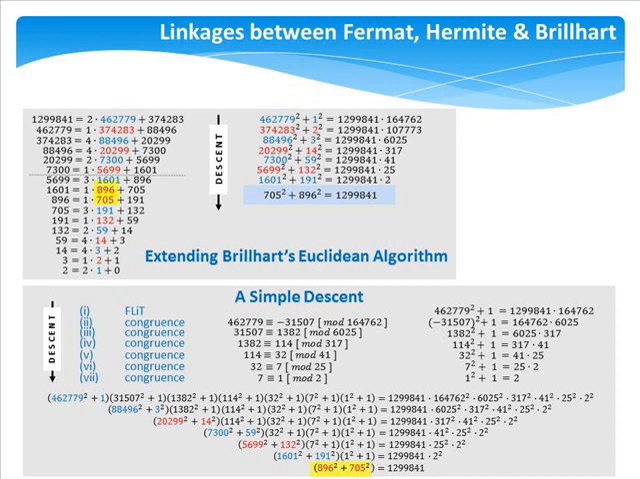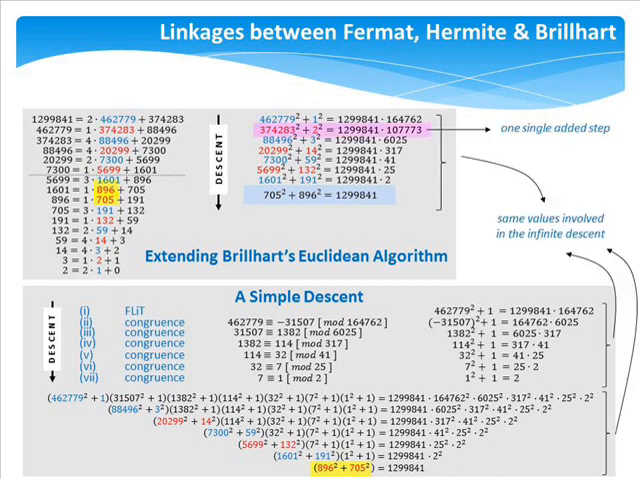Furthermore, note below in a simple descent that when multiplying the first and second brackets, those sums of two squares are the same as those in Brillhart's descent. The only difference is 374,283 squared plus 2 squared. In conclusion, both methods exhibit a high degree of similarity when examined in the context of infinite descent.